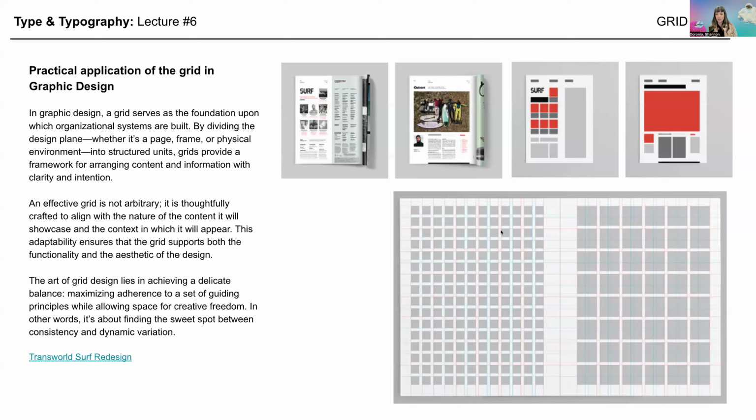So Transworld Surf is a magazine. It is going to hold long form content like essays and interviews, and it's going to hold short form content like we see on the first page here, lists of names, editors, articles, table of contents, right? So small to large pieces of content on a printed page. And what we see here is the two grids that they're using throughout their document.